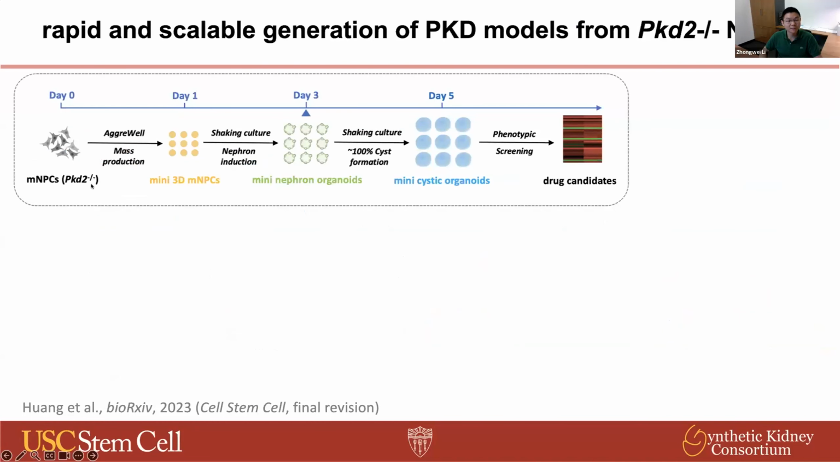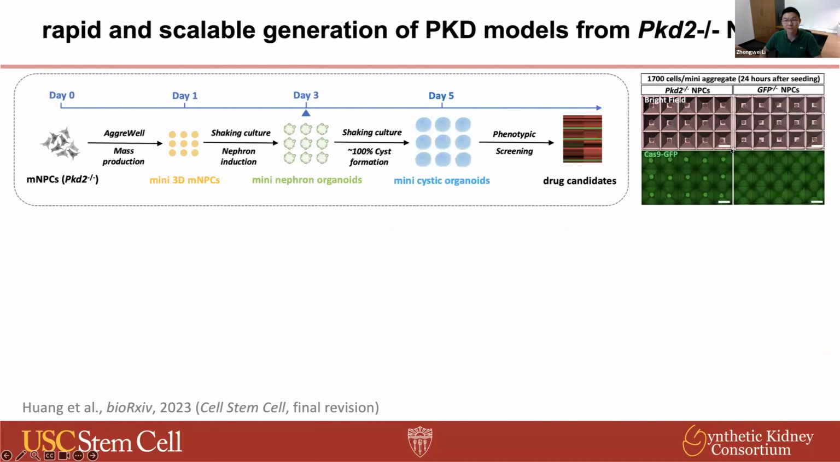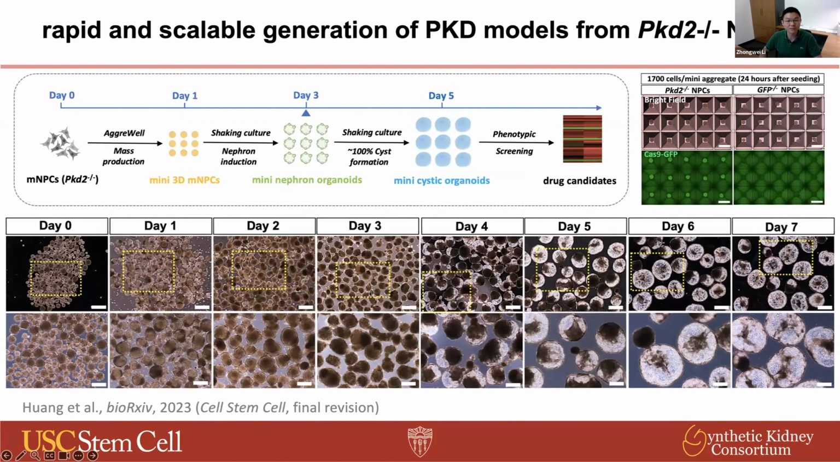Because those MPCs can be long-term expanded, we first developed a scalable system to generate thousands of nephron organoids. We first seeded those MPCs as spheres using the AggreWell system, in which we can produce thousands of spheres in one single well of a 6-well plate. With those thousands of spheres, we seed them into a shaking culture system, and we observe that when the MPCs start to differentiate into nephron organoids, after 3 to 4 days, we start to see the emergence of cyst formation, and then those cysts grow bigger and bigger in the next few days.